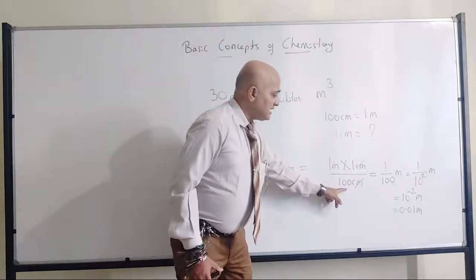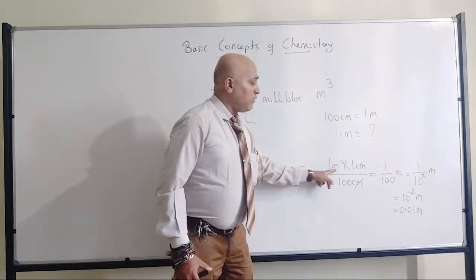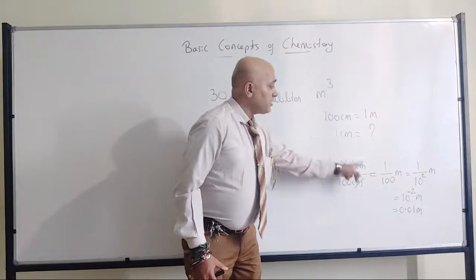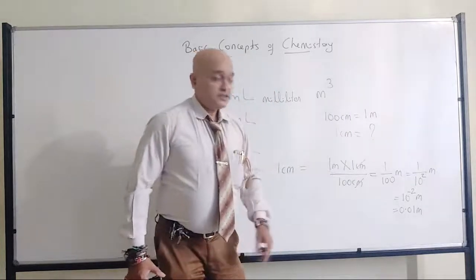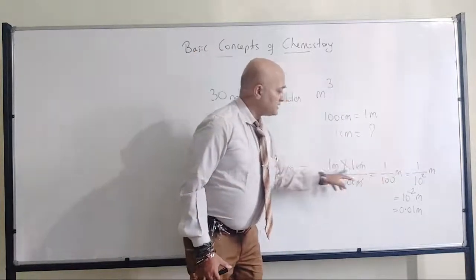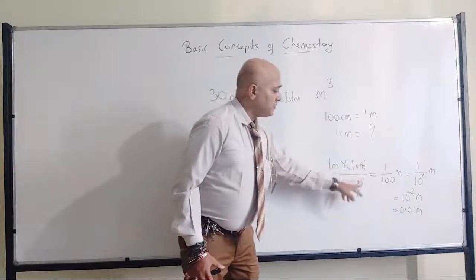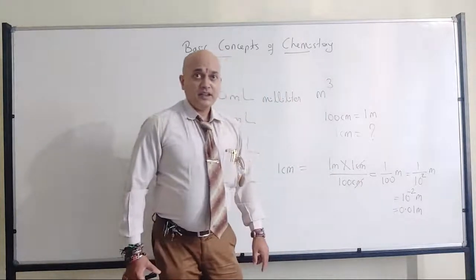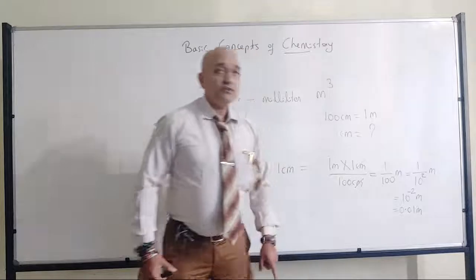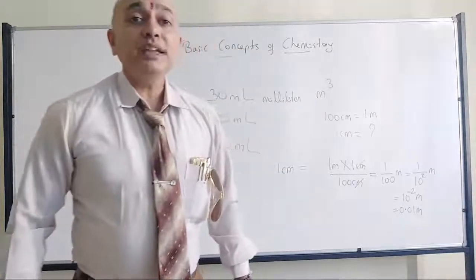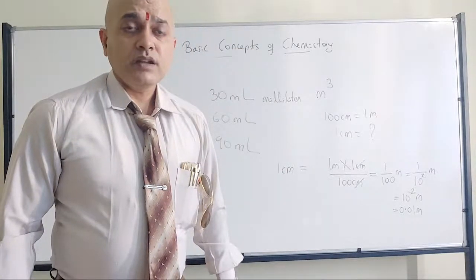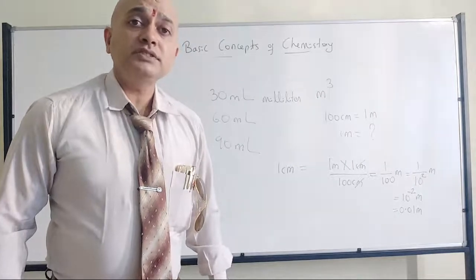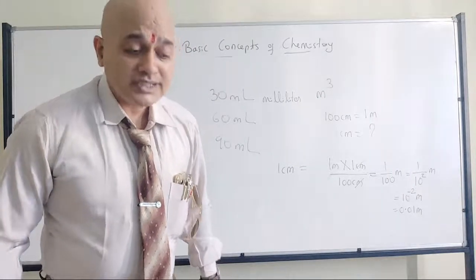For 100 centimeter, we have 1 meter. How much for 1 centimeter? So naturally the unit for the answer will be meter, because centimeter will get cancelled. All of you will agree? So that's why it will be 0.01 meter. All of you have understood? Any doubts? If you have any doubts, let me know.